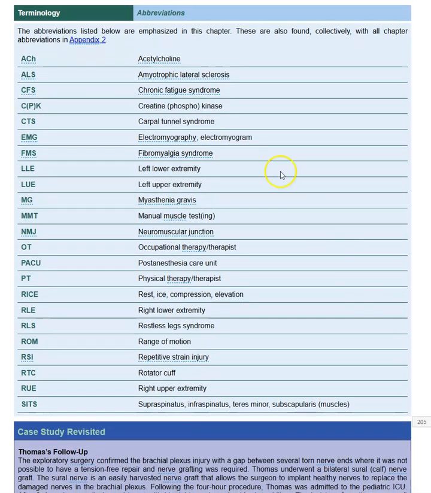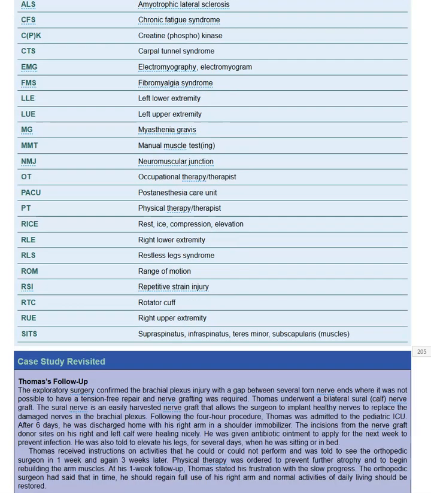Here we go with some more abbreviations. Let me see if there's anything. Okay, so actually LLE, LUE, left lower extremity, left upper extremity, these are approved abbreviations at most places. OT does stand for occupational therapy at most places. PACU, I spent many nights working as a PACU nurse, post anesthesia care unit. This is where people come right after a surgery or a procedure. PT is physical therapy, some of these are very common. Range of motion, ROM, that is an approved common one that you could learn.